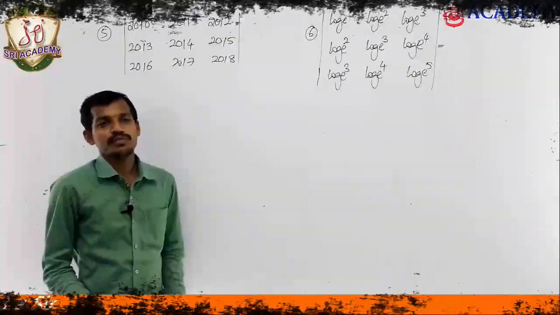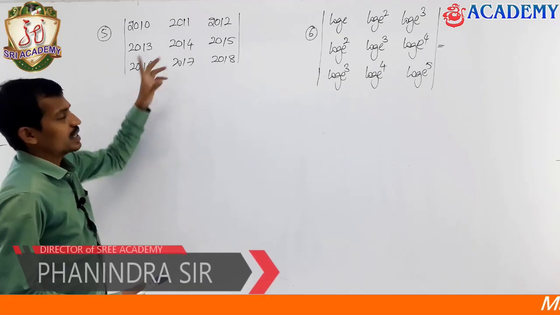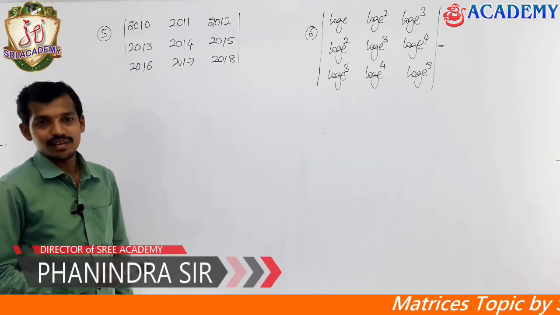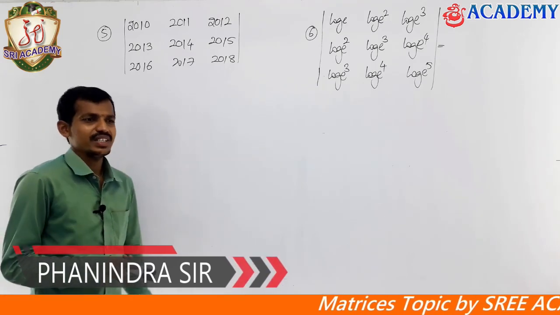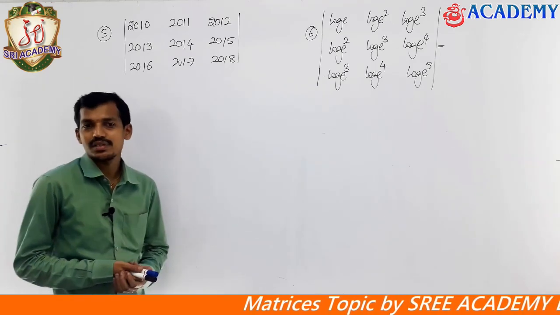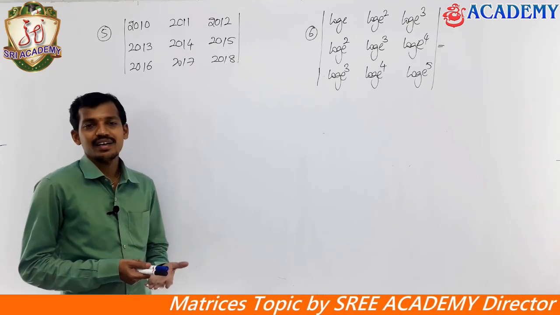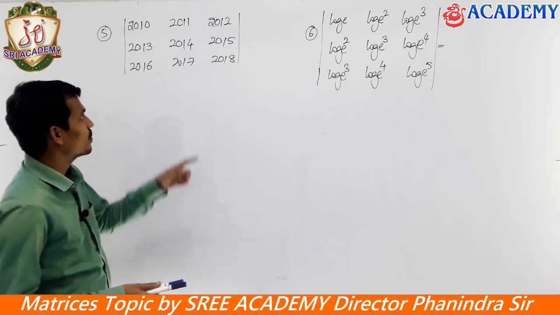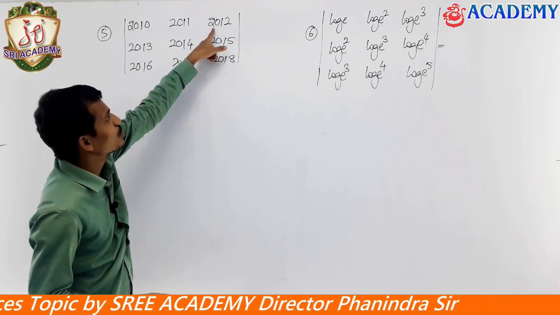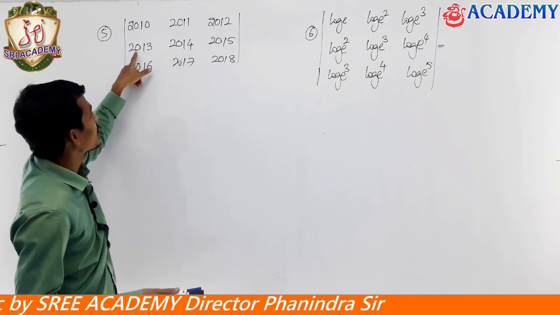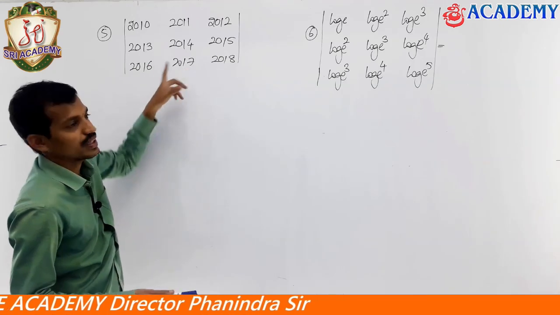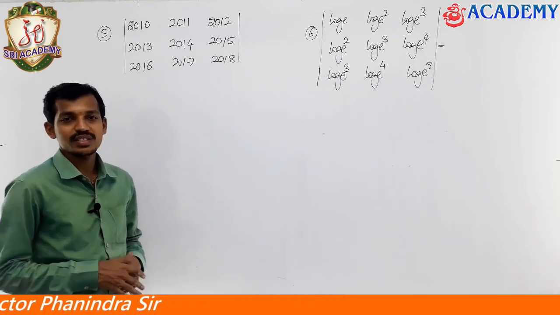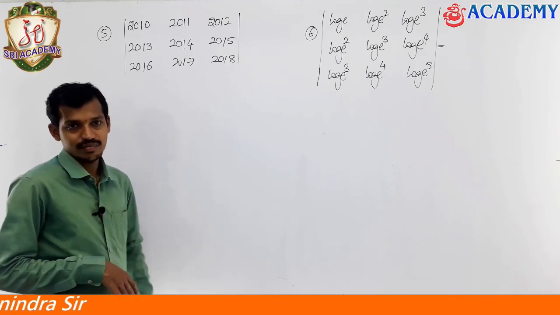Let's see these problems. Given 2010, 2011, 2012 up to 2018. Our shortcut is simply multiplying the numbers and adding or subtracting to get an answer. If you want to multiply 2012 into 2013 into 2017 and so on, you will only get an answer after the ECET exam.